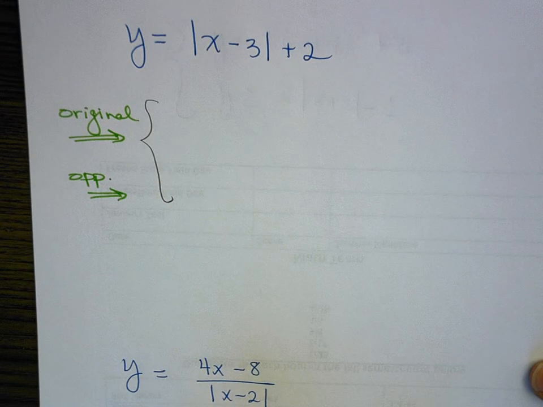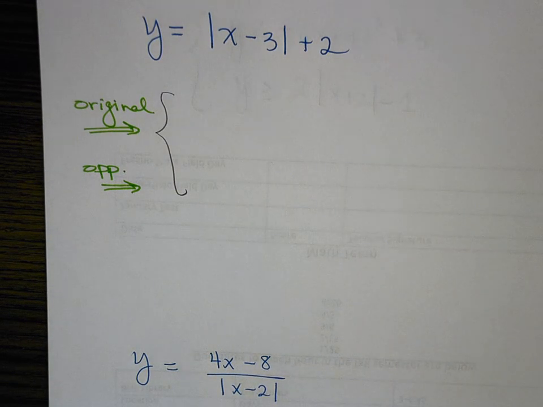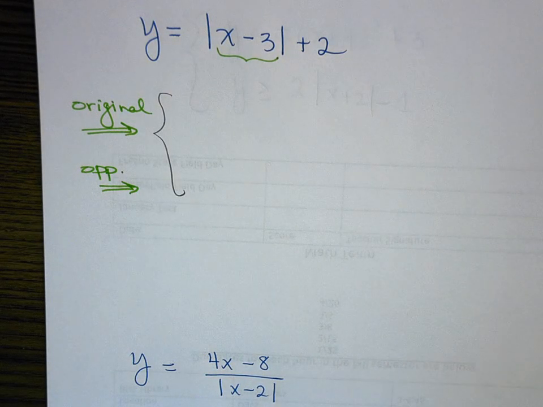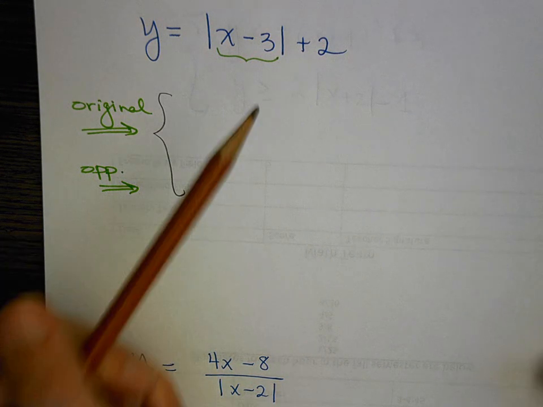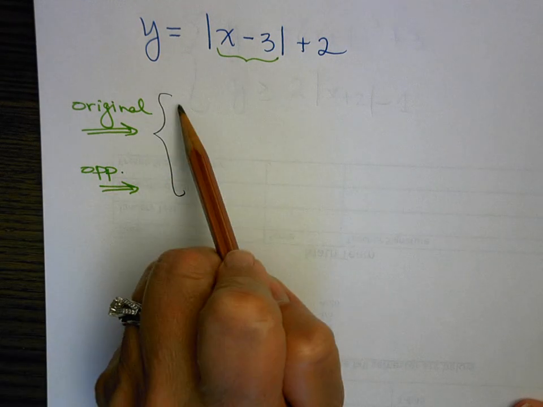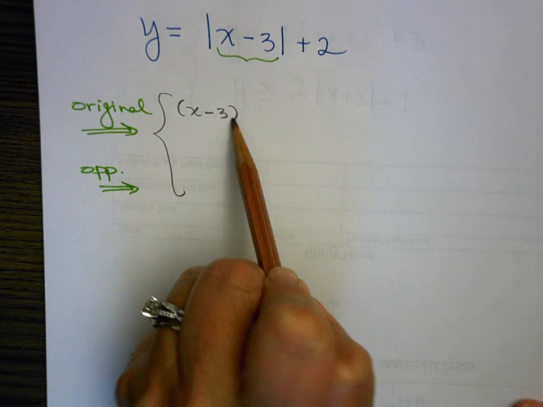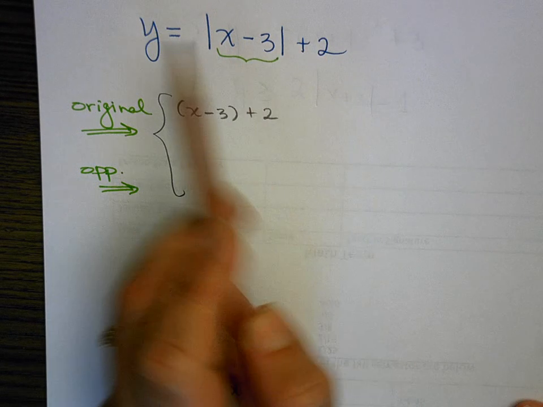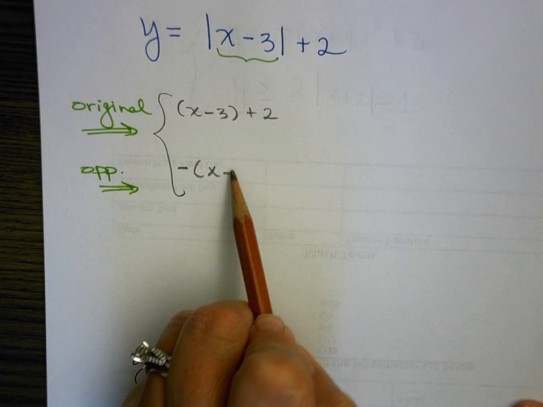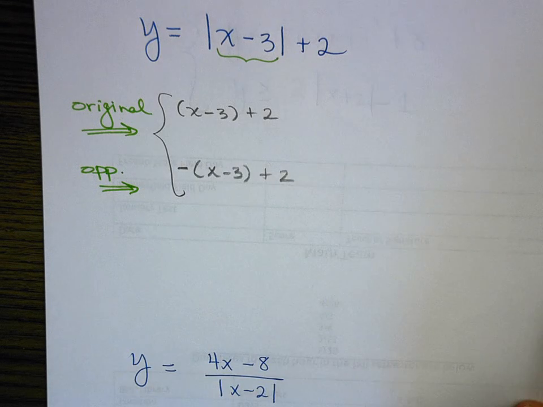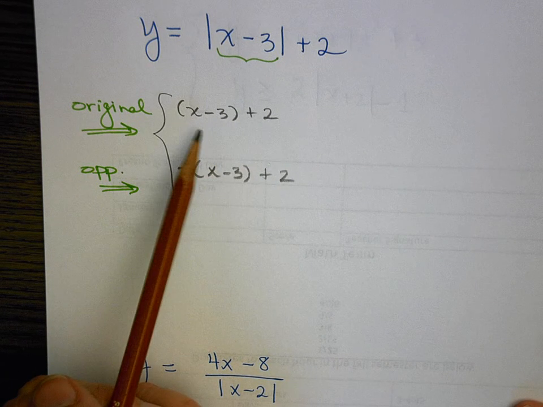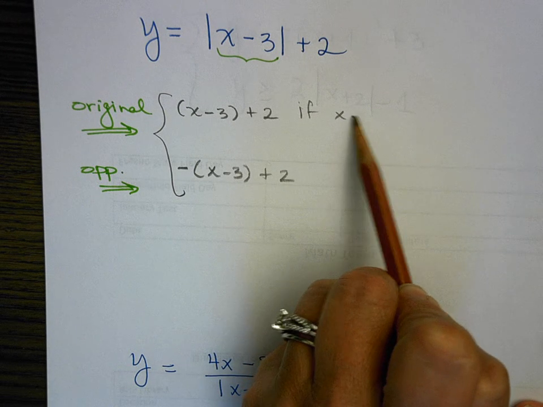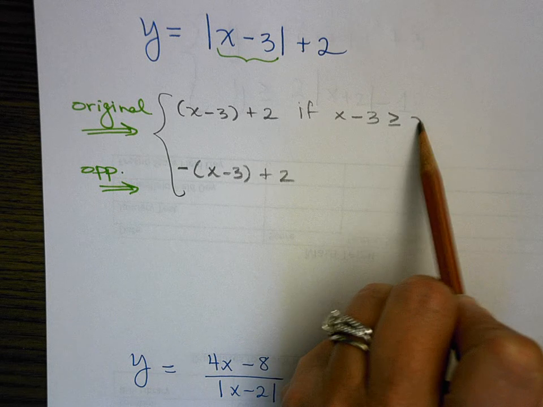And when I'm talking about original and opposite, I'm talking about the absolute value component, right? Like what's inside of here. So this is original or opposite. So my original, meaning it is just x minus 3 the way we see it, so I'm going to group it. And then the opposite of that would be the negative version. And this would only be true if this was positive inside of here. So that's only true if x minus 3 is greater than or equal to 0.